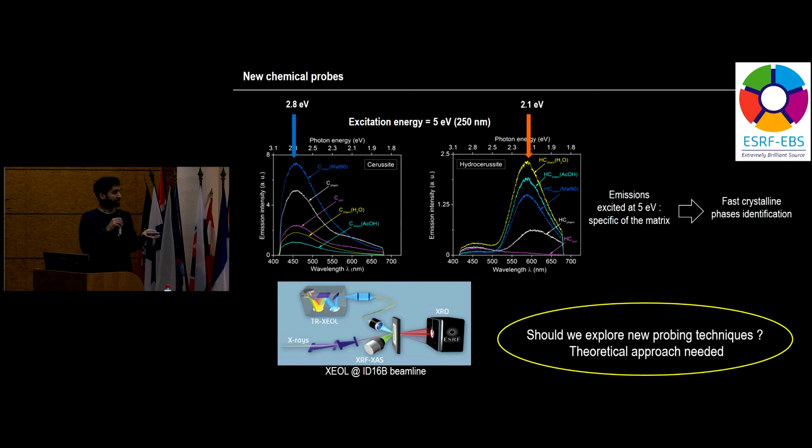We know that at the ESRF, there are some, let's say, other chemical probes that we might be able to use. So, for example, XEOL, so optical luminescence excited by X-ray, is available. So the question that we should ask ourselves is, should we explore new probing techniques with this new ESRF EBS? But of course, then perhaps a theoretical approach is needed, because photoluminescence mechanisms are very complex. So the question maybe is, if we want to explore those new routes, do we want to go in this direction?